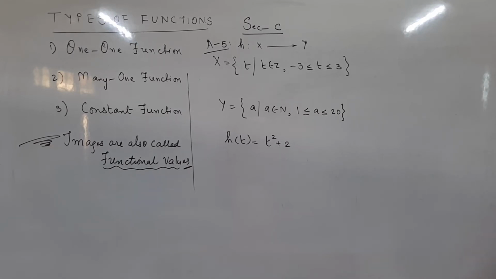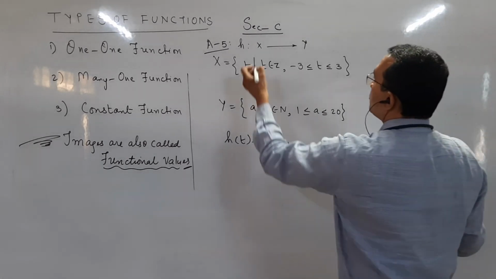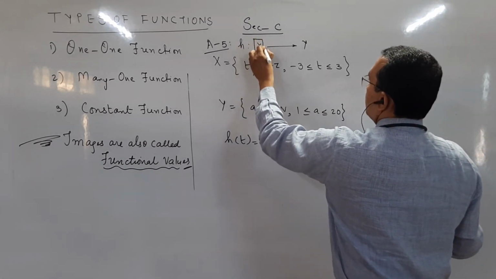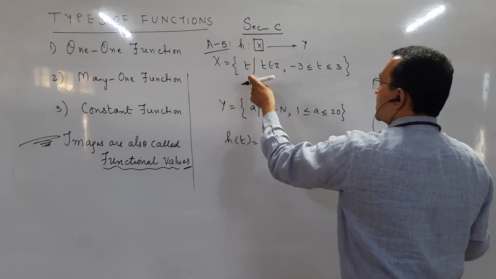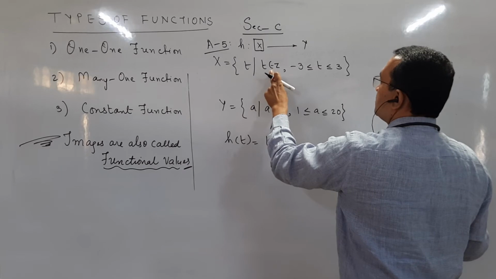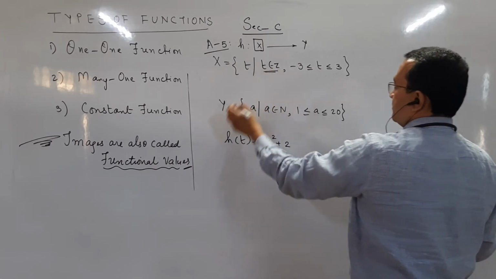So type of the function depends on the functional rule and the domain. Just now I told. So whenever we are discussing the sums of type of functions, domain is to be clearly understood. Domain is x and definition of x is this. T, this oblique line is read as such that.